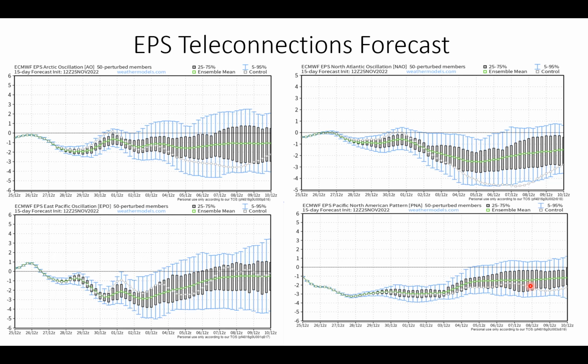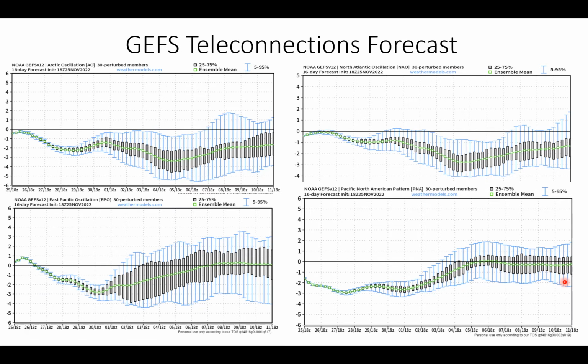The EPS keeps it negative pretty much all the way through the 10th. Slightly closer to neutral, but still negative nonetheless through the 10th of December, whereas this GEFS forecast brings it up more significantly closer to that neutral territory by the 5th. So a little bit of difference in the modeling as far as timing.